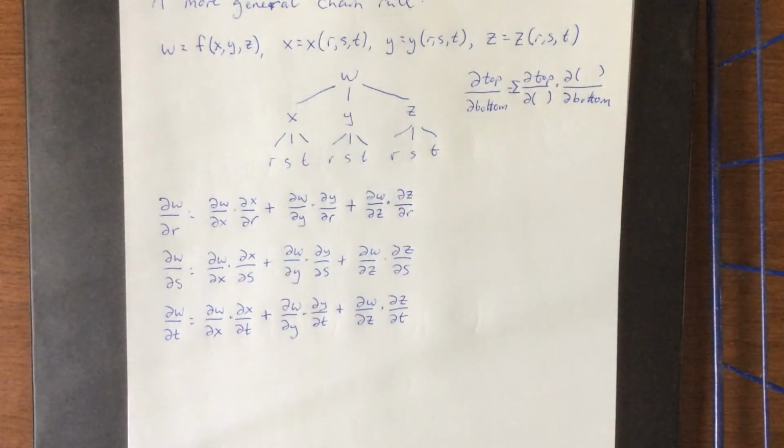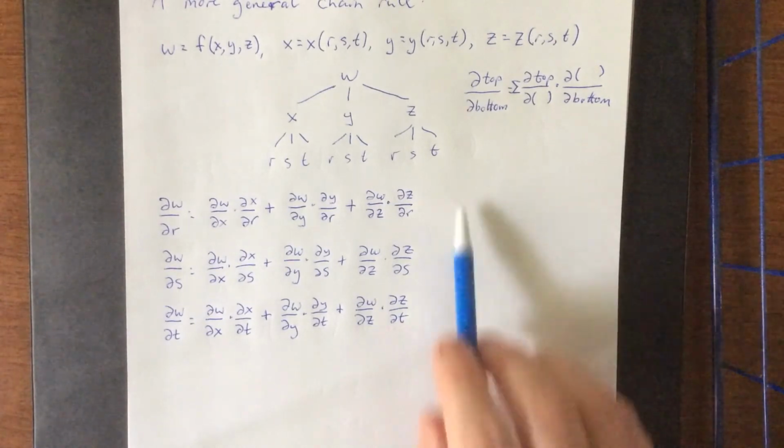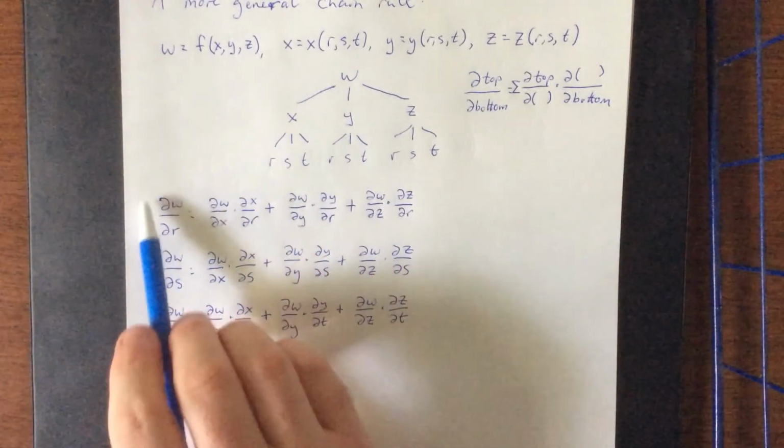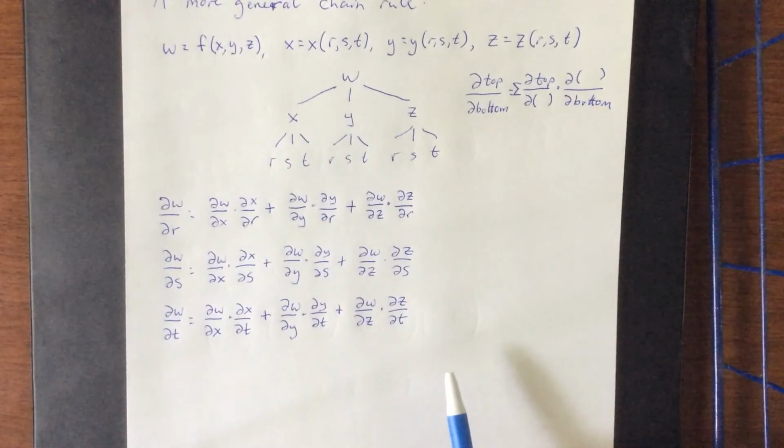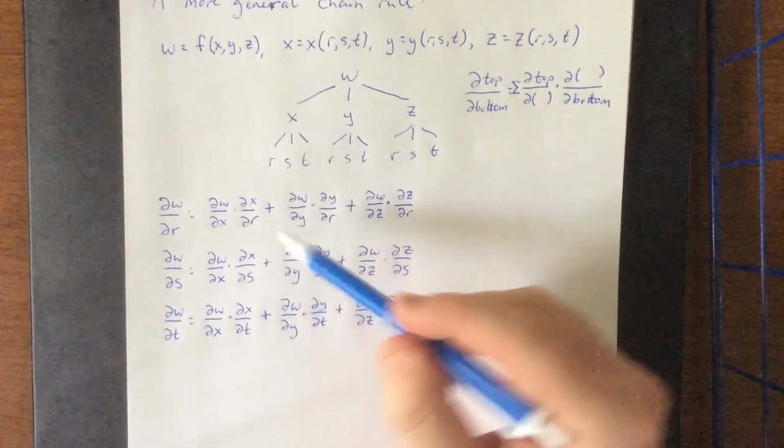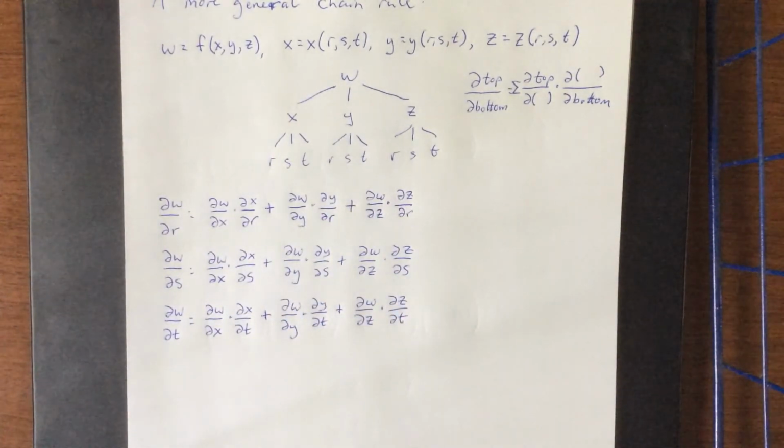3 intermediate variables. Now for those with any sort of training in linear algebra, you'll notice that what we have here looks an awful lot like matrix multiplication, where we're multiplying the same 3 things together and then adding them all up. That's not a coincidence.